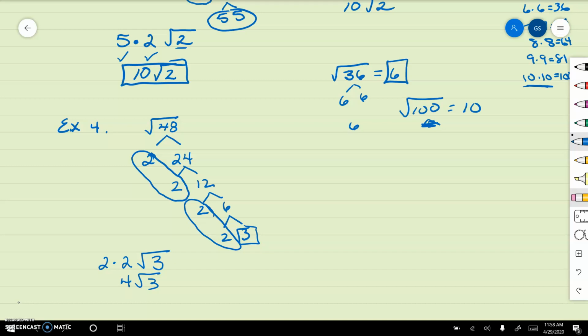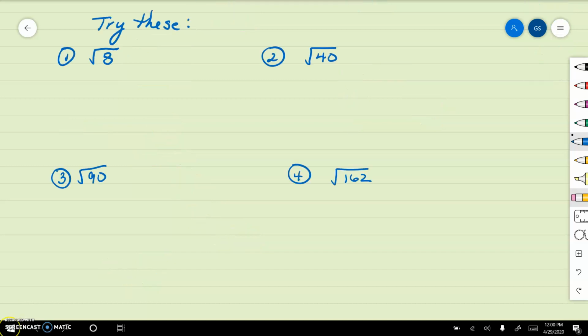All right, I'm going to give you a couple to try. We'll do some more tomorrow, a couple more involved problems. Okay, so here are your 4 problems to try on your own. So hit pause, try them out. When you're done, hit play, and I'll have the answers up for you.